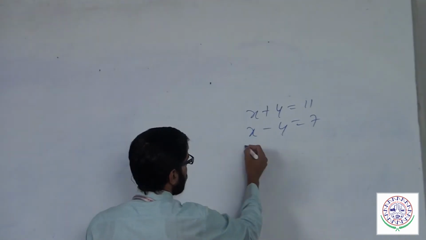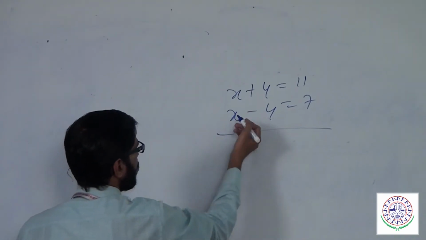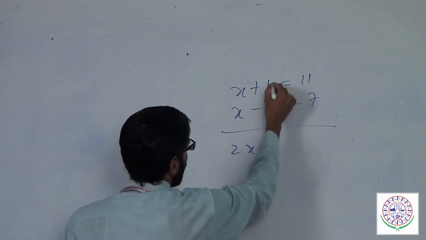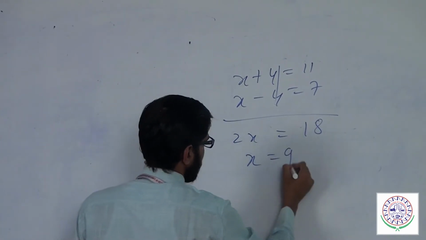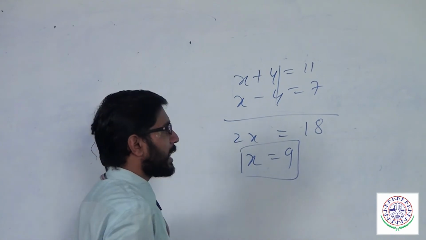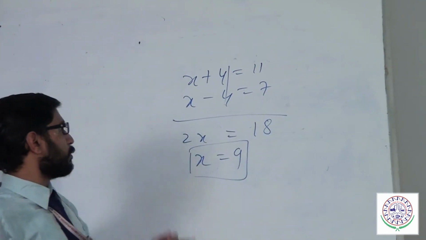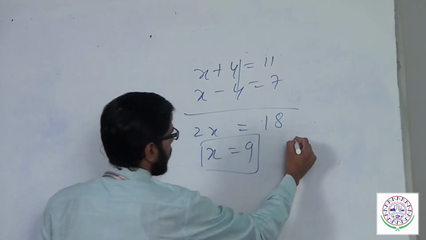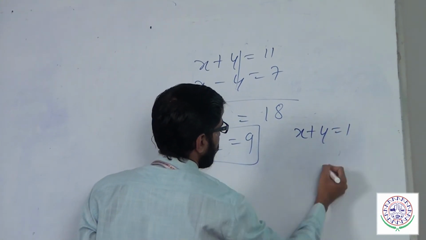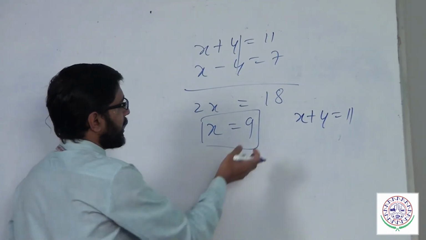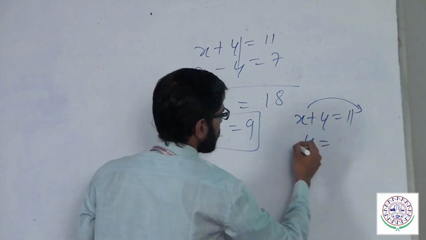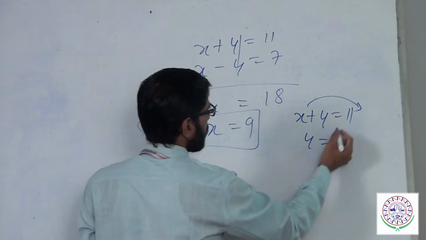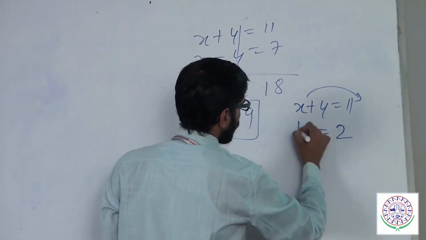So just simplify this. If you add these two equations, equation 1 and 2, y gets cancelled, you will get 2x is equal to 18. So x is equal to 9. So this is the value of x. Now try to substitute the value of 9 in any one of the equations, and you will get the value of y. So I can take x plus y is equal to 11. Because I am explaining, I am taking a little time, otherwise you can directly do it. So y is equal to 11 minus x. If you shift this x, you will get y is equal to 2.